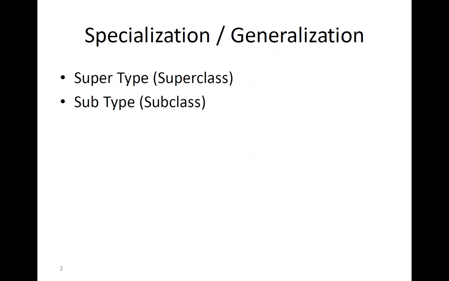We use generalization to come up with supertype. Supertype can also be called superclass, depending on the authors, so both are commonly used. We use specialization to come up with subtype. Subtype can also be called subclass. We are going to look at examples so we can better understand what we are talking about here.